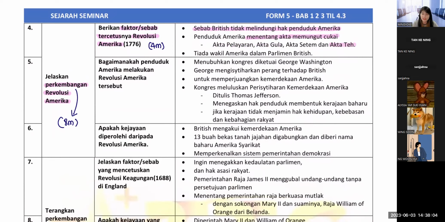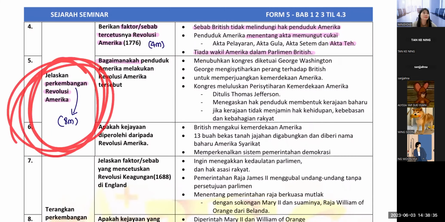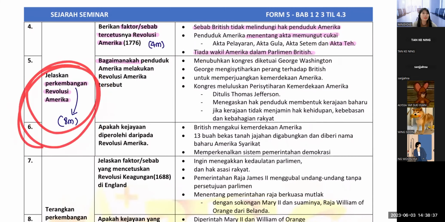Then, other than that, there is no representative of American people in British Parliament. Like these are the highlighted words are already what? 4 marks. Settled. This is a contoh. Contoh also 1 mark. Yes. Then penduduk Amerika, how? Peristiwa law. This is peristiwa law. So you can actually give off. But bagaimana penduduk Amerika melakukan revolusi lah? Usually is about perkembangan one.